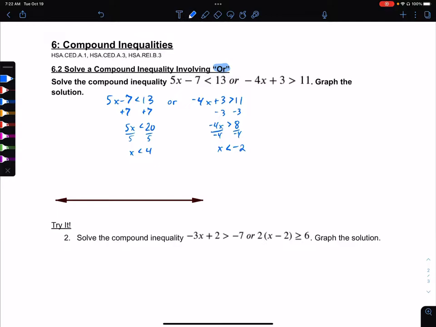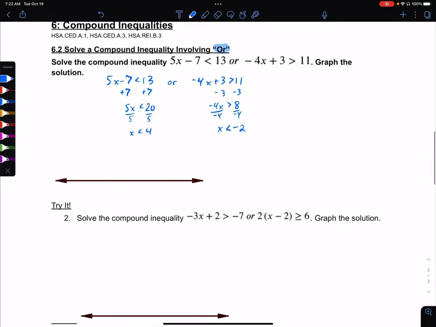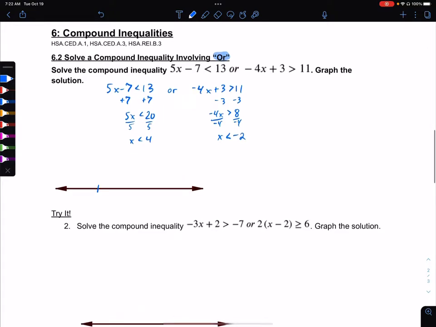Now, we have two numbers. We have the 4 and the negative 2. So I'm going to be a little lazy here, and sorry about that. I'm just going to put those two numbers on the number line. So I'm going to say negative 2 and 4. You could add the other numbers in, but for our purposes, we really just need to show the parts of the inequality. Both of these are going to be open circles. So at negative 2, we have an open circle, and at 4, we have an open circle.